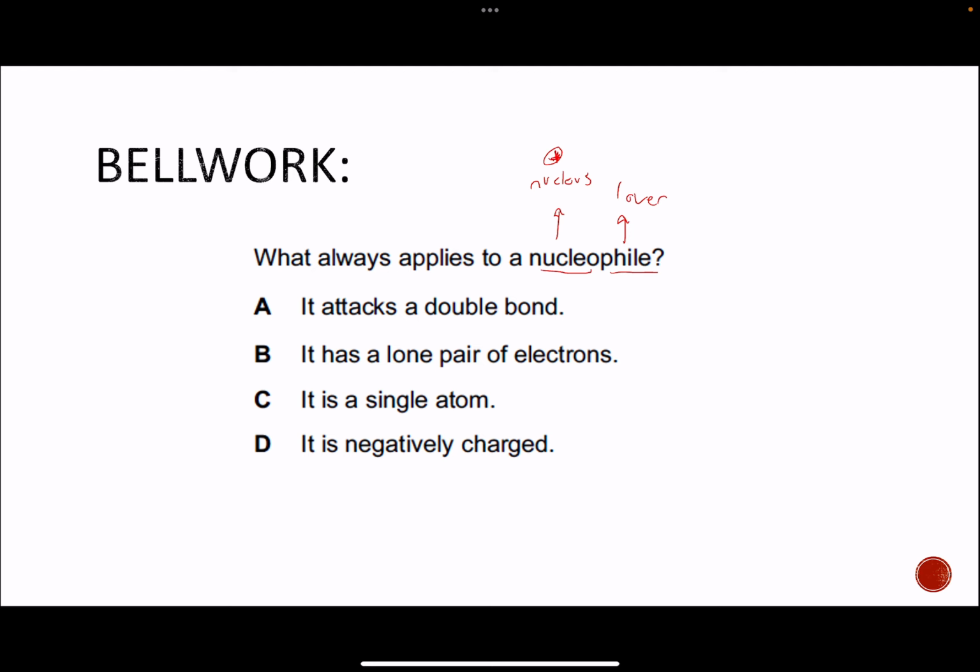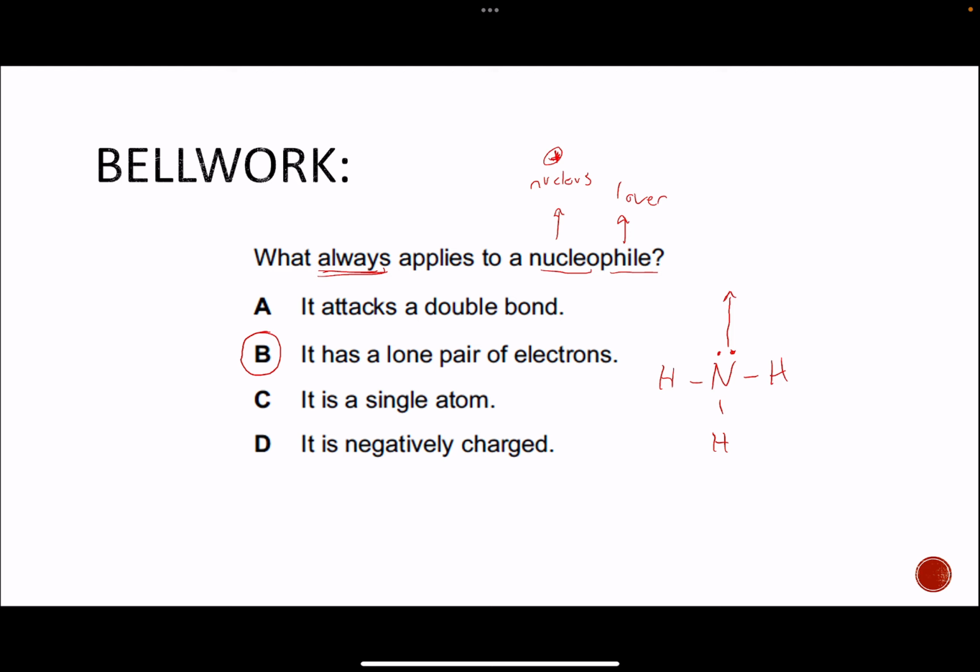The word always is tricky because some of these are sometimes and some of these are always. What always applies to a nucleophile is it has a lone pair of electrons, because the lone pair of electrons will be what establishes that bond in the mechanism via a coordinate covalent bond.